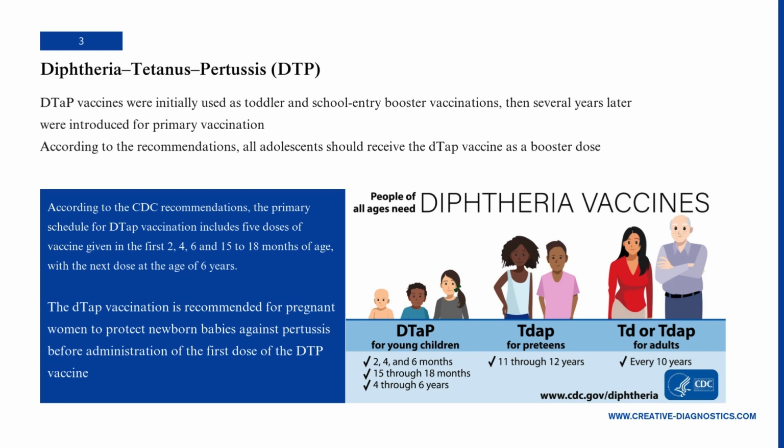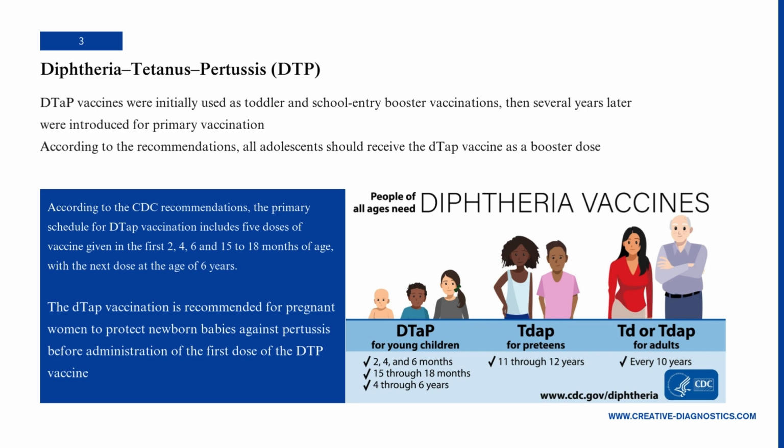DTaP vaccines were initially used as toddler and school entry booster vaccinations, then several years later were introduced for primary vaccination. According to the recommendations, all adolescents should receive the DTaP vaccine as a booster dose. Currently, in many countries, the primary schedule for tetanus, diphtheria, and pertussis vaccination includes 5 doses of vaccine given in the first 2, for 6 and 15 to 18 months of age, with the next dose at the age of 6 years. The DTaP vaccination is recommended for pregnant women to protect newborn babies against pertussis before administration of the first dose of the DTaP vaccine.